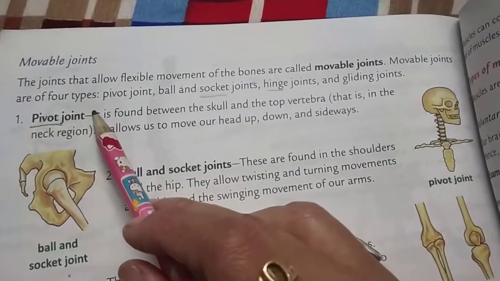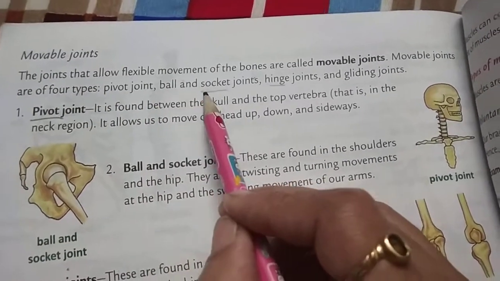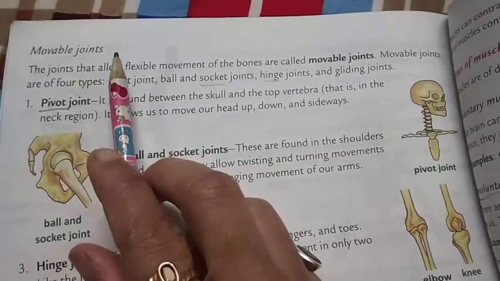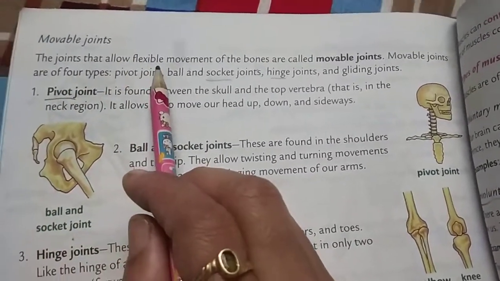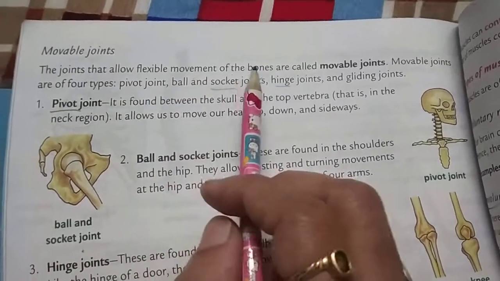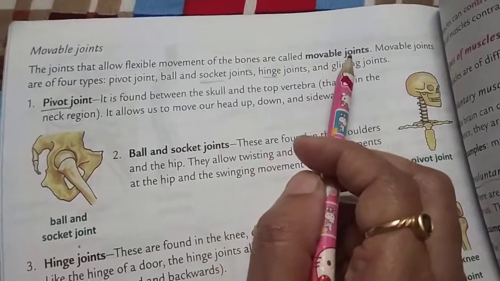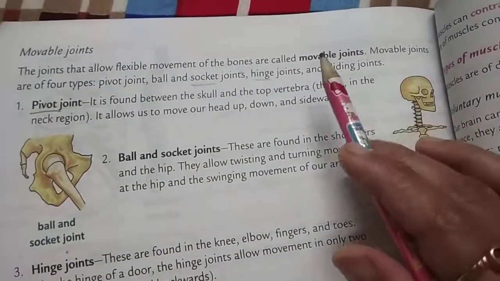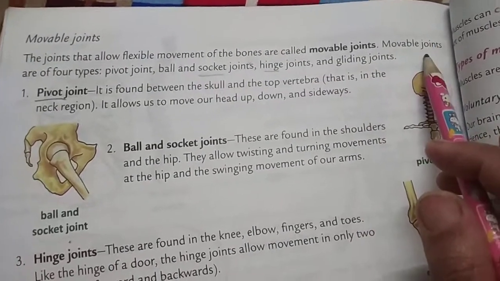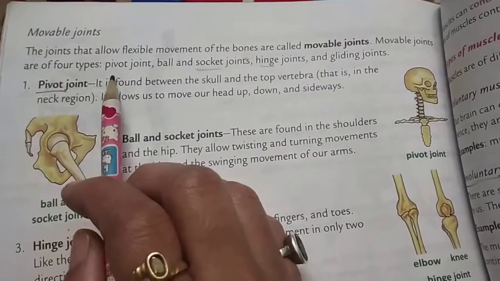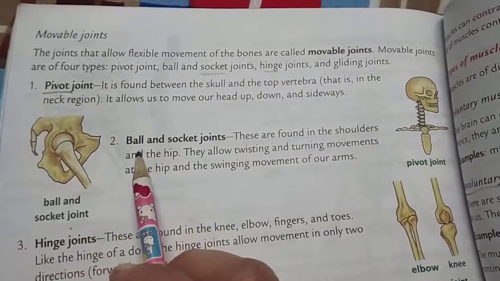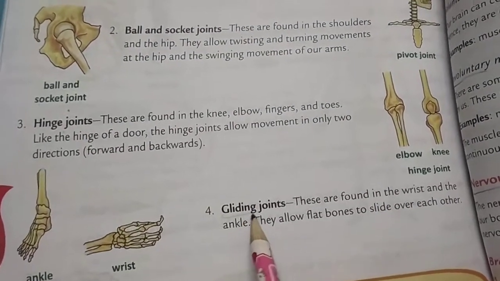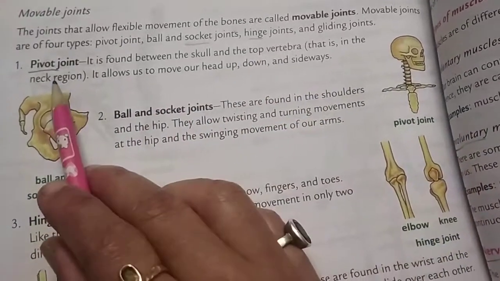Movable joints are of four types: pivot joint, ball and socket joints, hinge joints, and gliding joints. So student, what is meant by movable joints? The joints that allow flexible movement. Flexible means easy movement of the bones. The joints of the bones can easily move, and they are called movable joints. First is the pivot joint, second is the ball and socket joint, third is the hinge joint, and the last is the gliding joint.